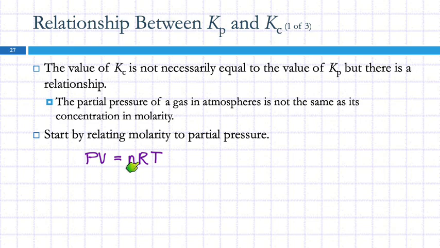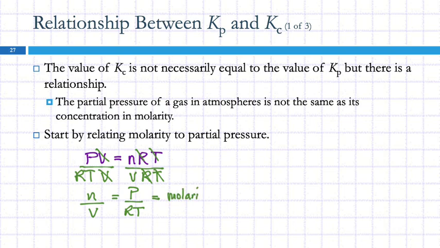So here I've got my n over there. It's in the numerator where I want it, so I'm not going to mess with that. I'm going to divide by V on both sides. The V's cancel out. And I'm going to divide by RT on both sides. So the R's and the T's over here cancel out. And now I have n divided by V is equal to P divided by RT. And that is equal to the molarity of a gas.